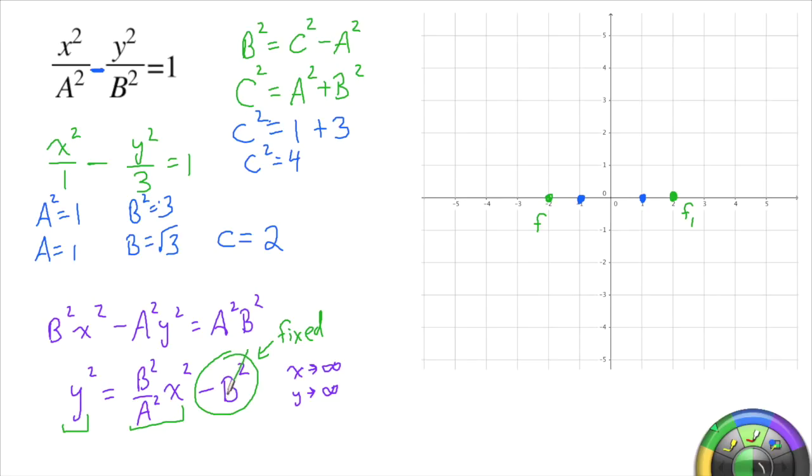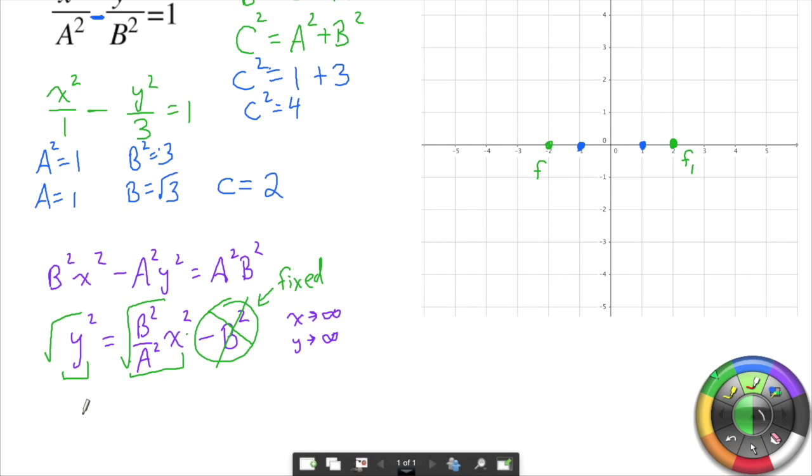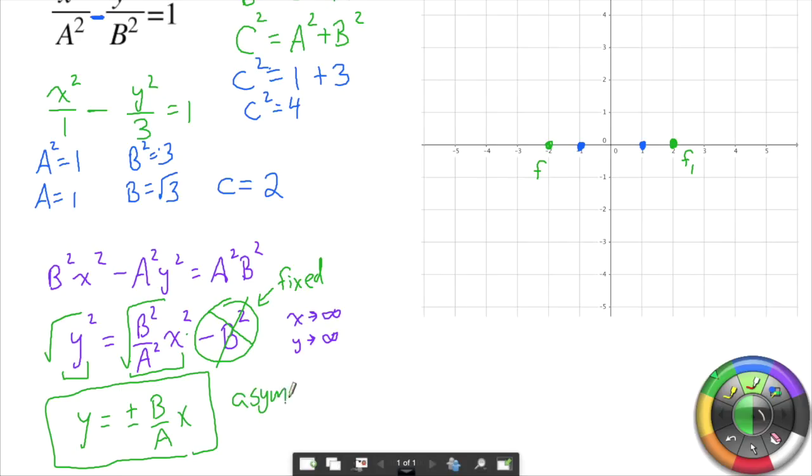So basically we can just say, let's just ignore this for a second because x and y are getting really, really big. Well, if we can ignore that one term, then we can take the square root of both sides, and we're going to get y is equal to plus or minus b over a x. And what that becomes is a line, also known as an asymptote, which the graph will approach as x and y get bigger and bigger. So this asymptote tells us that the slope is going to be b over a.